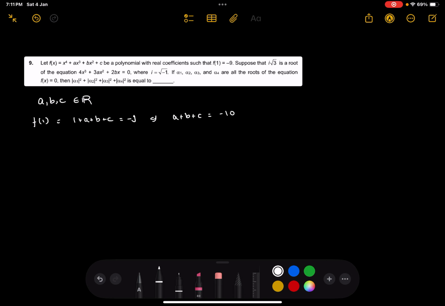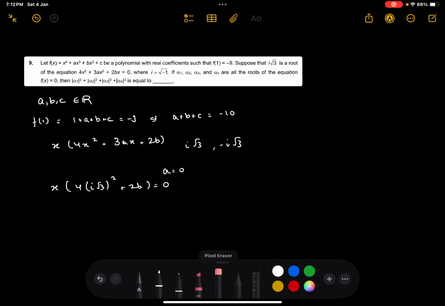i√3 is a root of the equation, so this is x into 4x square plus 3ax plus 2b, and i√3 is a root, so the other root would be -i√3, which gives us a is equal to 0, and so x into 4(i√3) square plus 2b, because i√3 is a root, so substituting it here we should get 0.